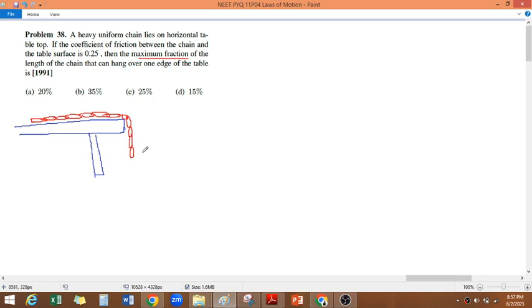The total length, let's say it is L. L dash is the hanging part. That means this part will be L minus L dash.